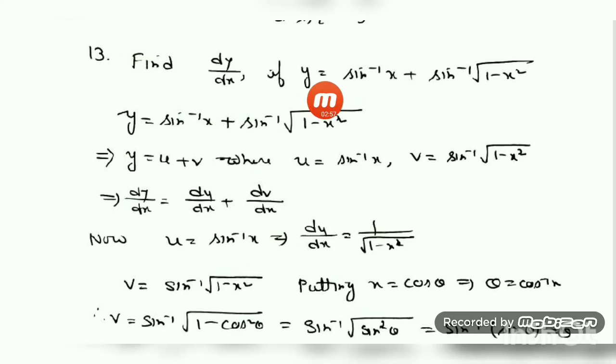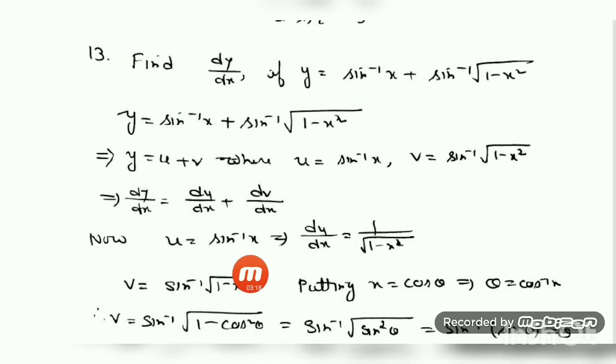For that purpose, I name it u and v, where u is equal to sin inverse of x and v is equal to sin inverse of under root 1 minus x square. You can do it directly also. And after taking the derivative, d/dx of y is equal to d/dx of u plus d/dx of v. So our aim is now to find d/dx of u and d/dx of v.